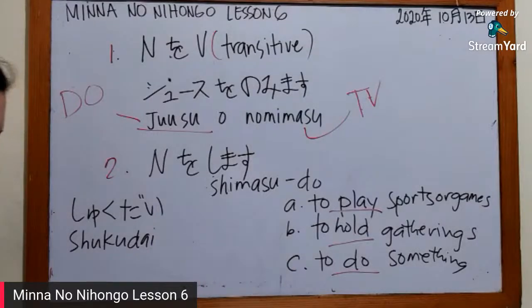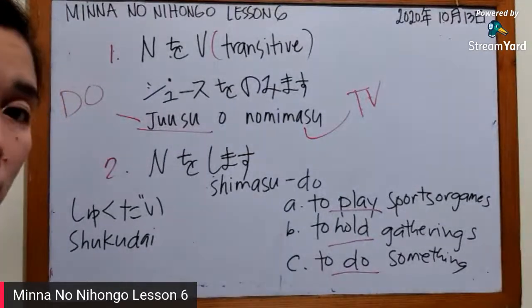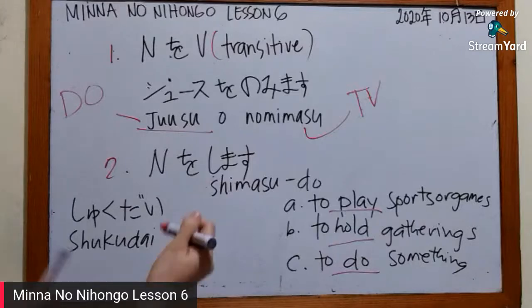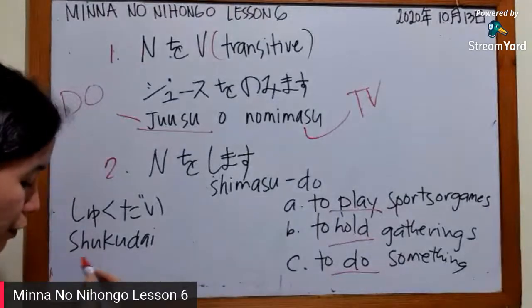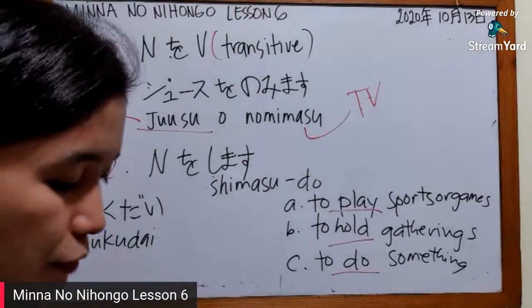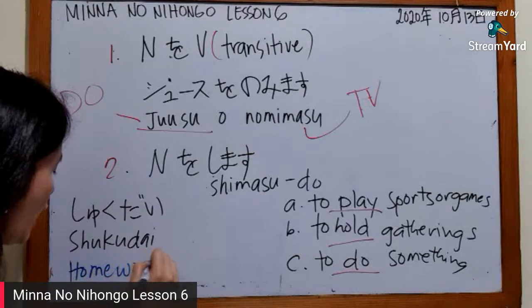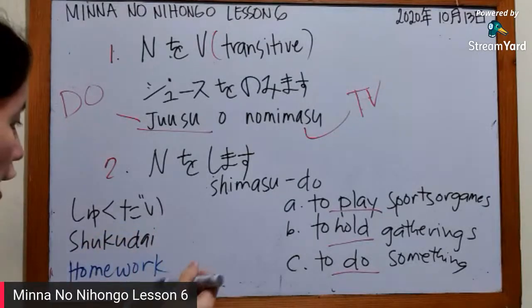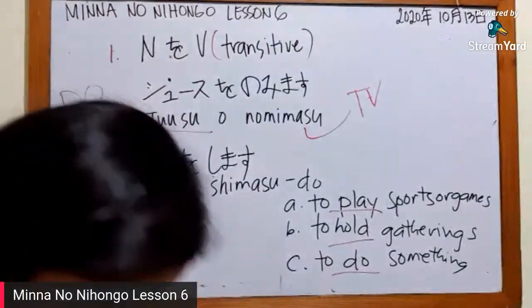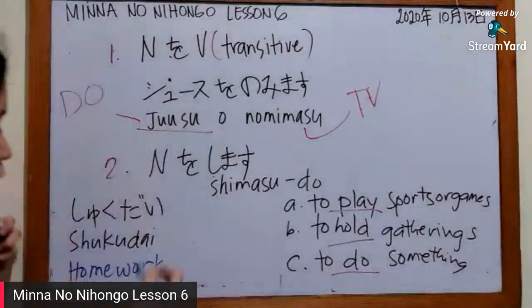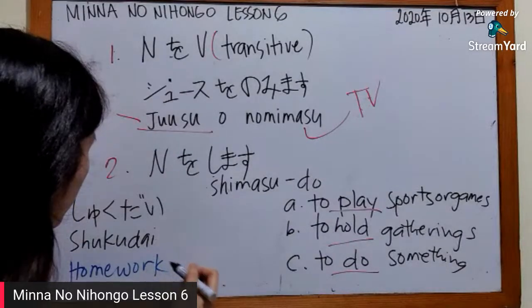What else? We also have shigoto. Shigoto is work, or job. Shukudai in English is homework. So another one is shigoto. Benkyo shimasu doesn't have a particle, so it is already one whole.